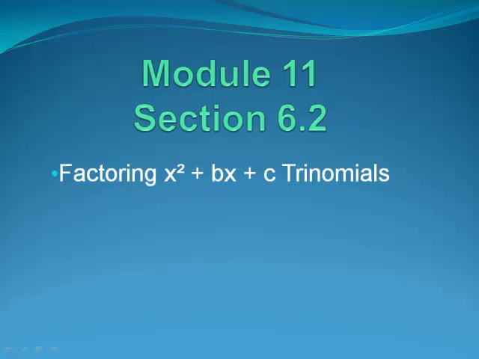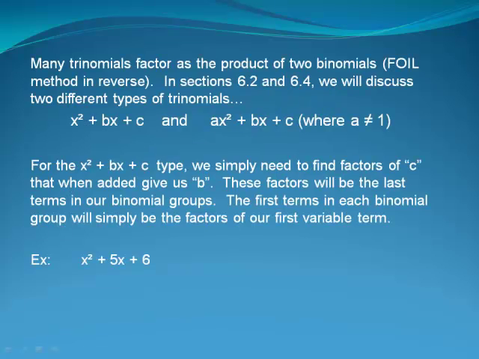This is Module 11, Section 6.2. In this section, we're going to look at factoring x squared plus bx plus c type trinomials. Many trinomials factor as the product of two binomials. Basically, it's the FOIL method in reverse.